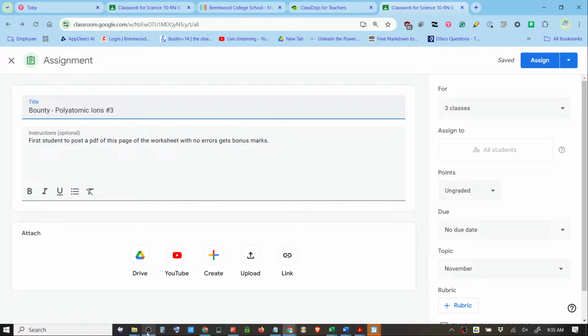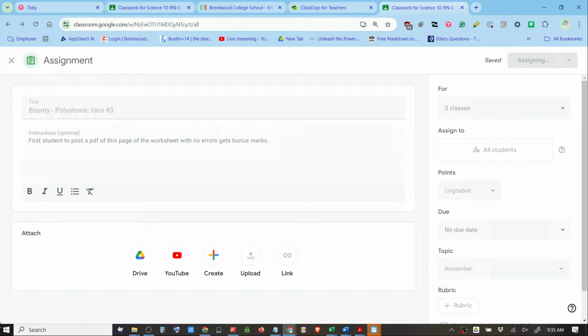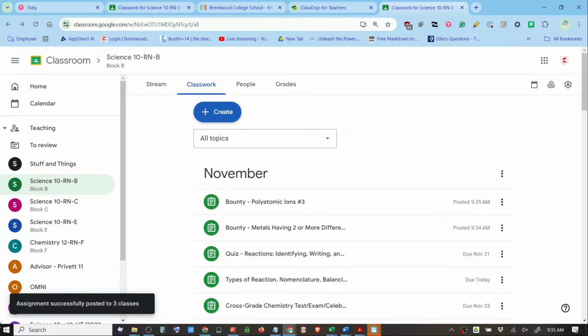On each worksheet page, the first student to post a PDF or picture of a page with no errors, I'll post it as the key afterwards. That's my advantage. I will give bonus marks in the class for your test. Would I have no errors? Yeah, because if I have multiple submissions, obviously I'm going to take the one with no errors. Yeah, you go for the double check.